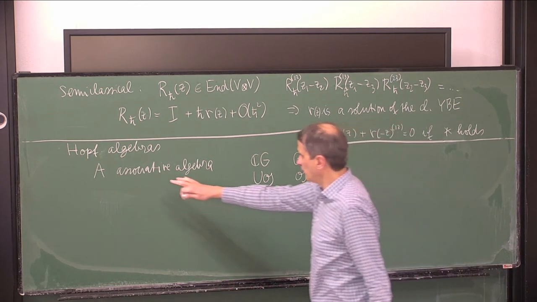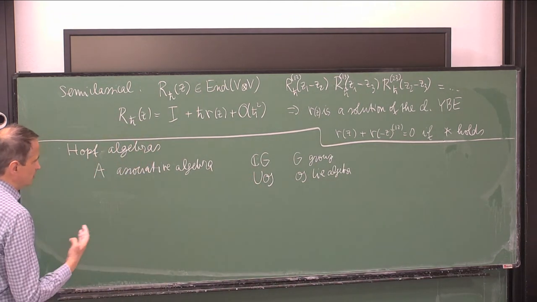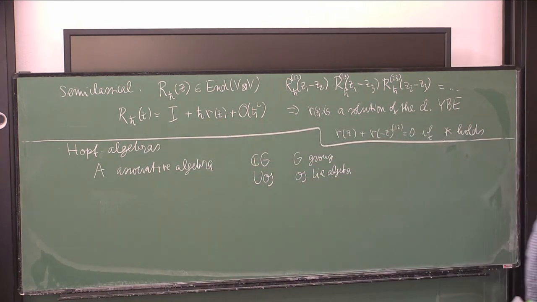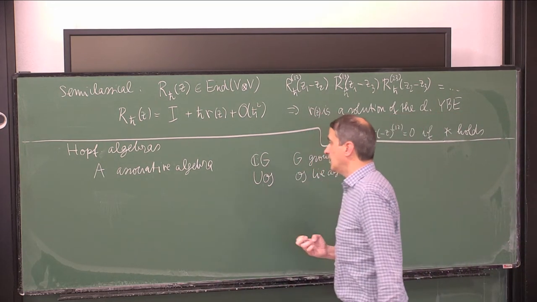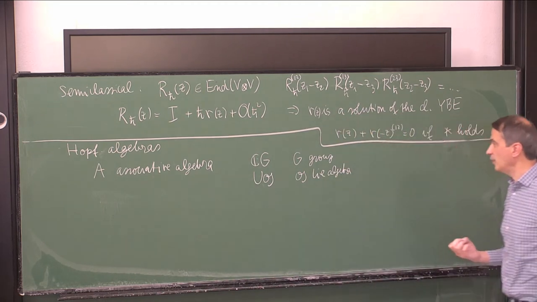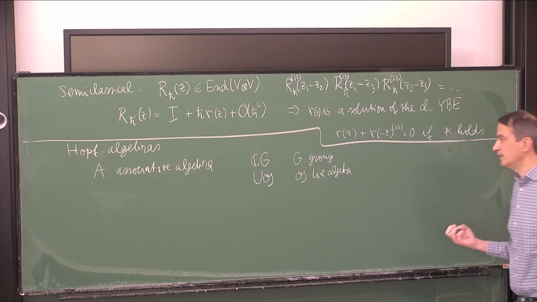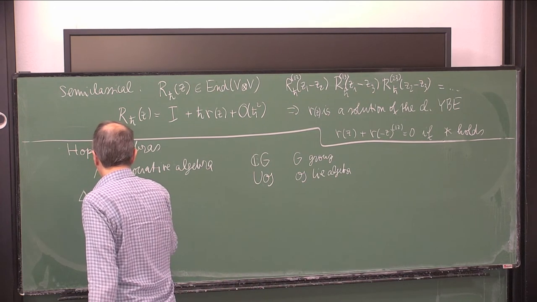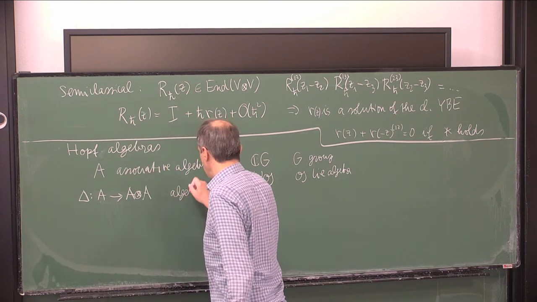So what is a Hopf algebra? You have an associative algebra, but you have some additional structure in these two cases. Namely, the way you know that you have an additional structure is that if you have a representation of this object, you also have a representation of the tensor product. And this is not true for a general associative algebra. And the thing that allows you to define a representation structure on the tensor product of representations is that you have a coproduct. You have a map from A to A tensor A, which is an algebra homomorphism.